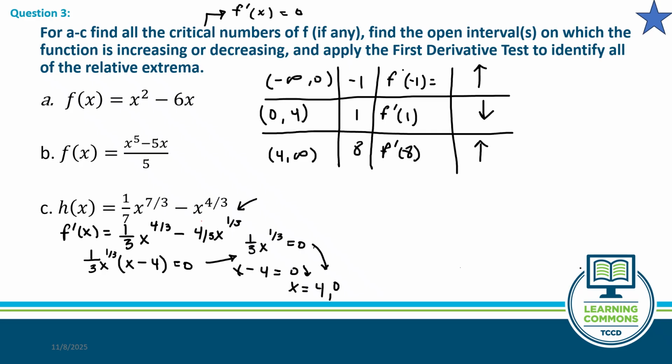So again, my test intervals that are increasing are -infinity to 0 and 4 to infinity. My one that's decreasing is going to be 0 to 4. So now I want to know my relative max. That is when I go from decreasing to increasing. That's my relative max. And my relative min is increasing to decreasing.